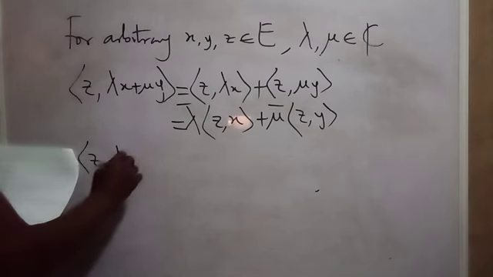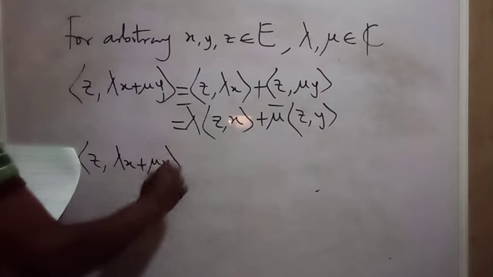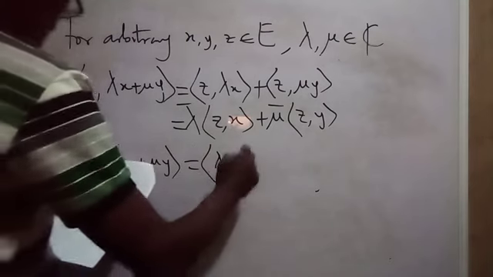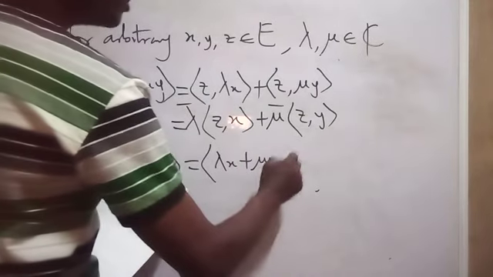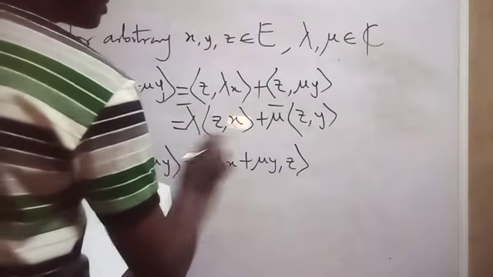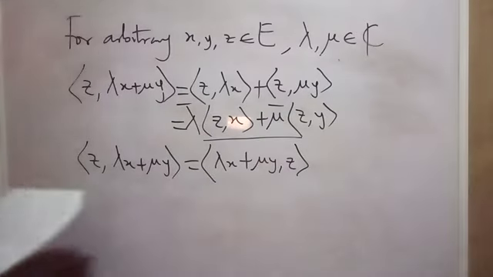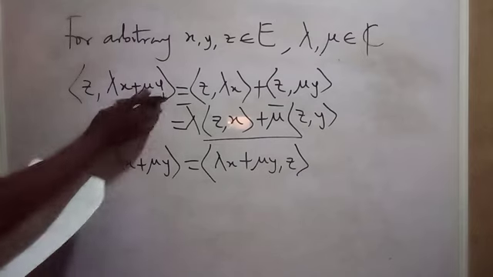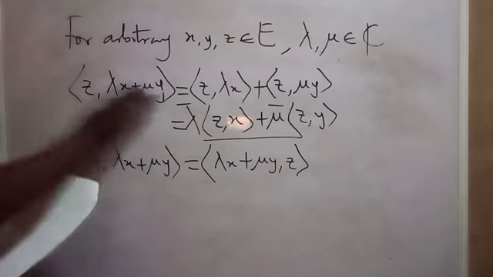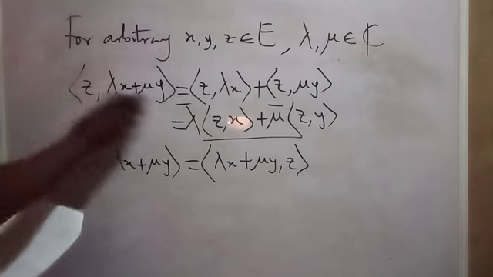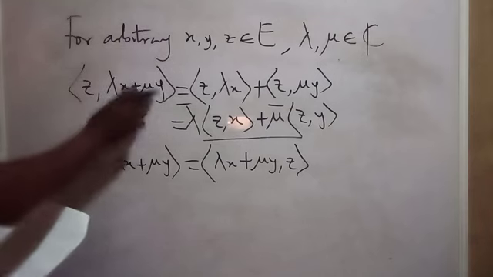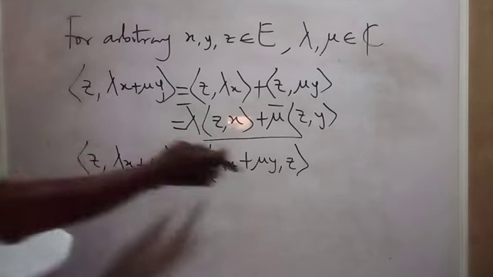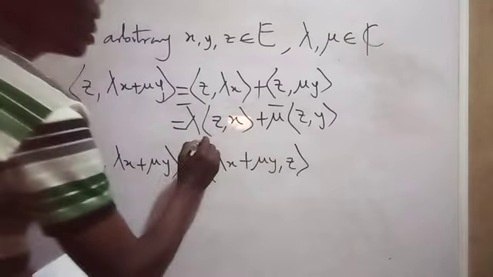Another way of representing this is to have z, lambda x plus mu y, and put the bar. Yes, you can put a bar. Look at this ideology: we have transposed the position, we have swapped. This one comes here now, and this one goes to the right. The one that's coming to the left here, put a bar on it. That's the complex conjugate.